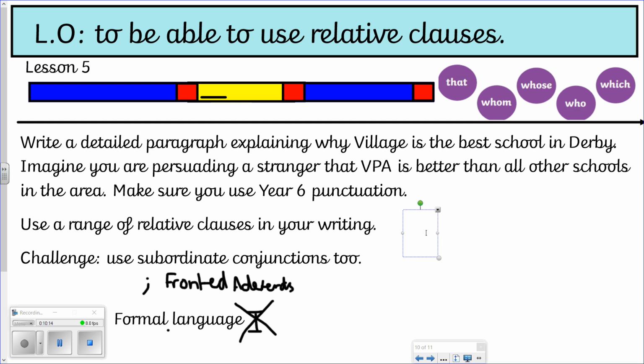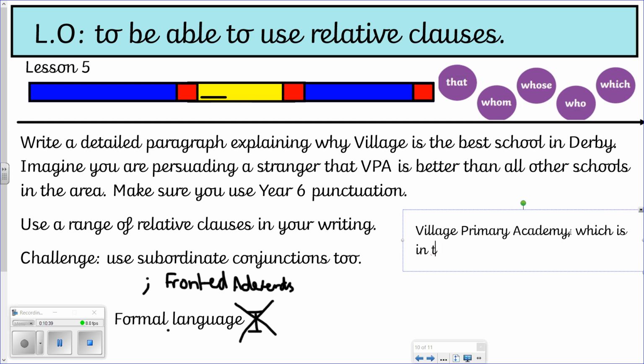So I'm going to say Village Primary Academy. What do you notice about Village Primary Academy? I hope you can all see very easily that it has to have capital letters. So Village Primary Academy, comma, which is a large primary school, comma. Okay, so there's my relative clause. So I've already hit one of my relative clauses.